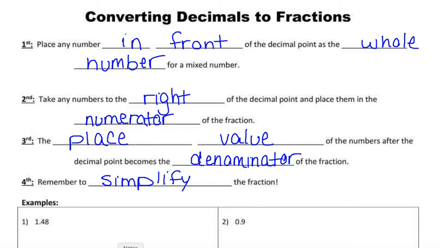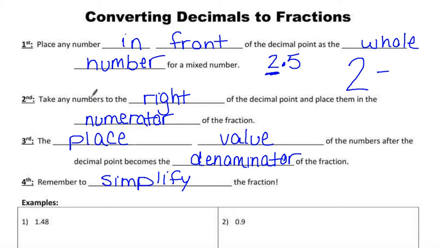If you need to pause to get in all those words, pause here, write them all down, and then you can unpause and listen to my instructions. So the first thing you're going to do is place any number in front of the decimal point as the whole number. So an example of that would be 2.5. And the number in front of the decimal, the 2, is the whole number. So that's going to become the whole number of my fraction.